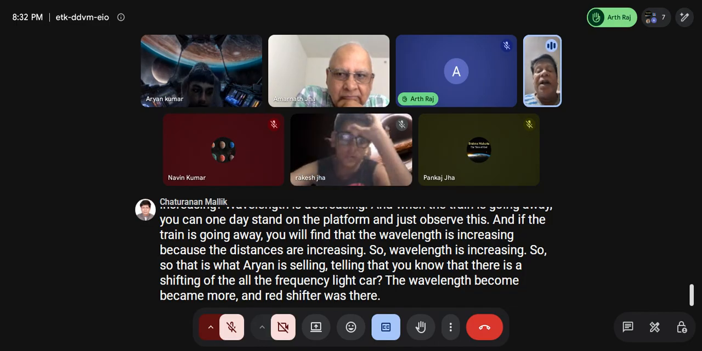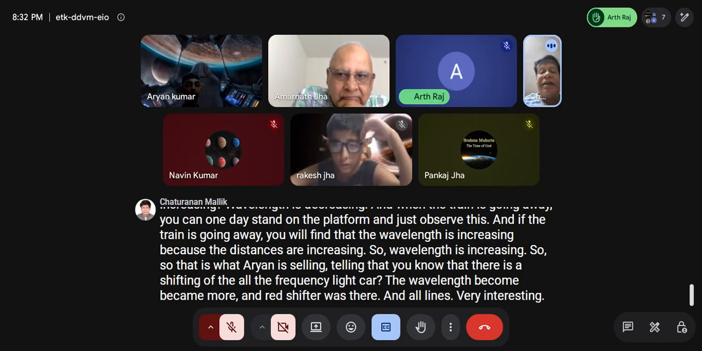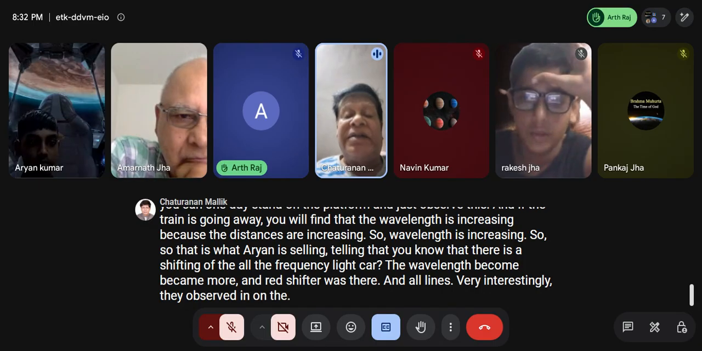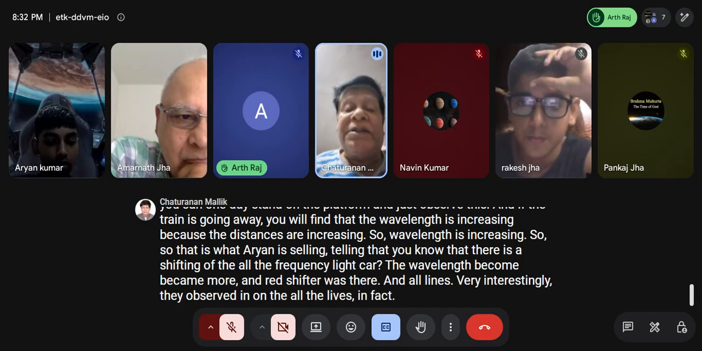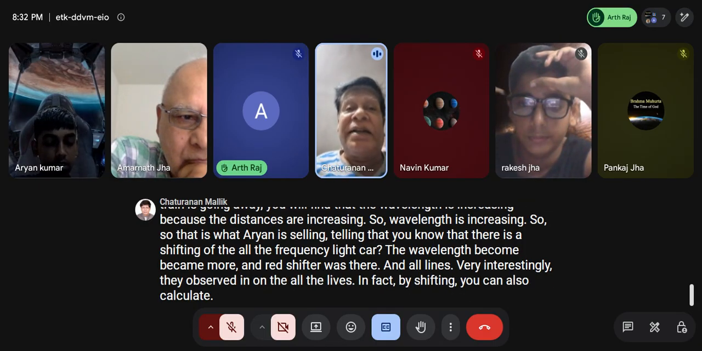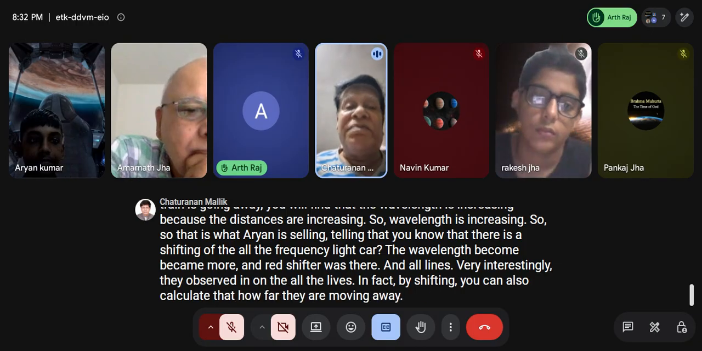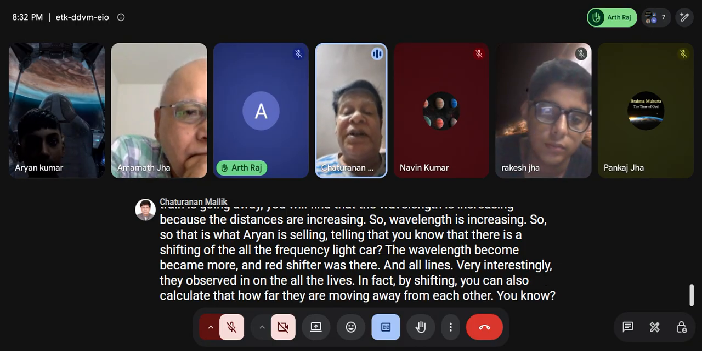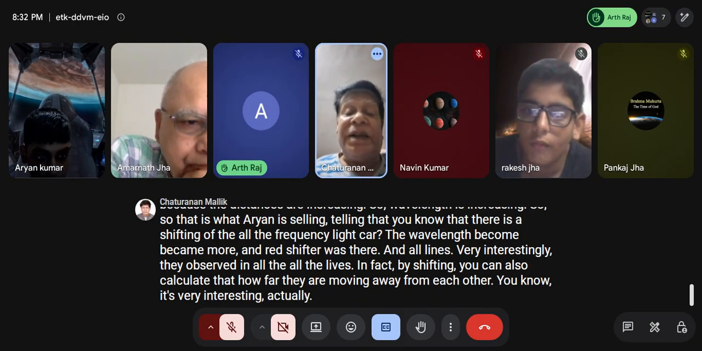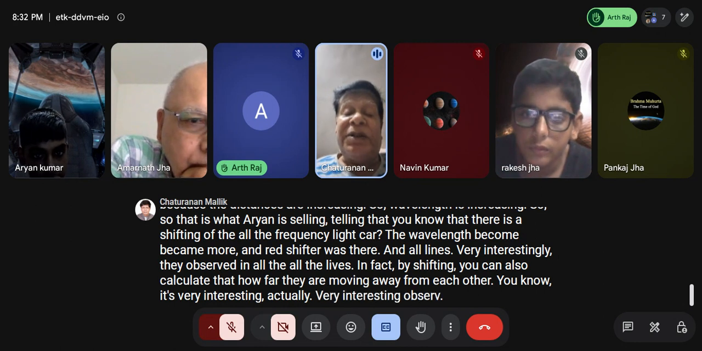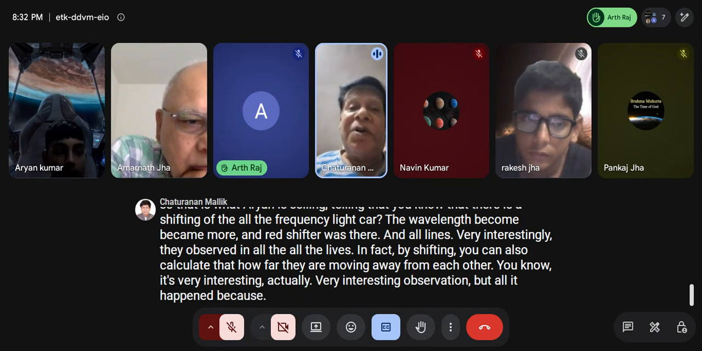Very interestingly, they observed this in all the lines. In fact, from the shifting you can also calculate how far they are moving away from each other. It's a very interesting observation. But all of it happened because quantum mechanics rules the universe.